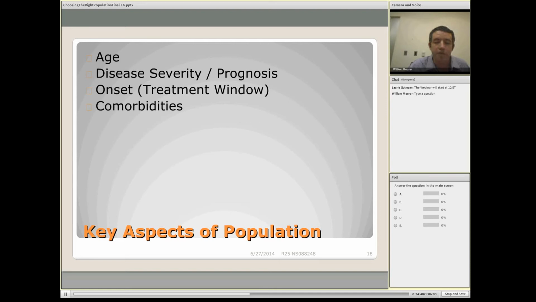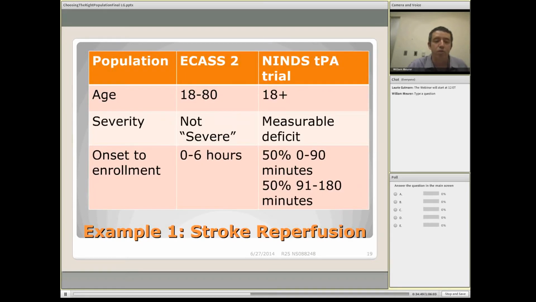So this example of stroke reperfusion, obviously near and dear to my heart. If you think about this rubric of age, severity, onset to enrollment, and you consider two relatively famous stroke trials, the second ECASS trial and the NINDS TPA trial, here was the approach that was used for what I would argue are the biologically most important baseline prognostic factors in stroke patients who are having acute strokes: age, severity, and onset to enrollment. And then here I have summarized the different inclusion or exclusion criteria that were used.